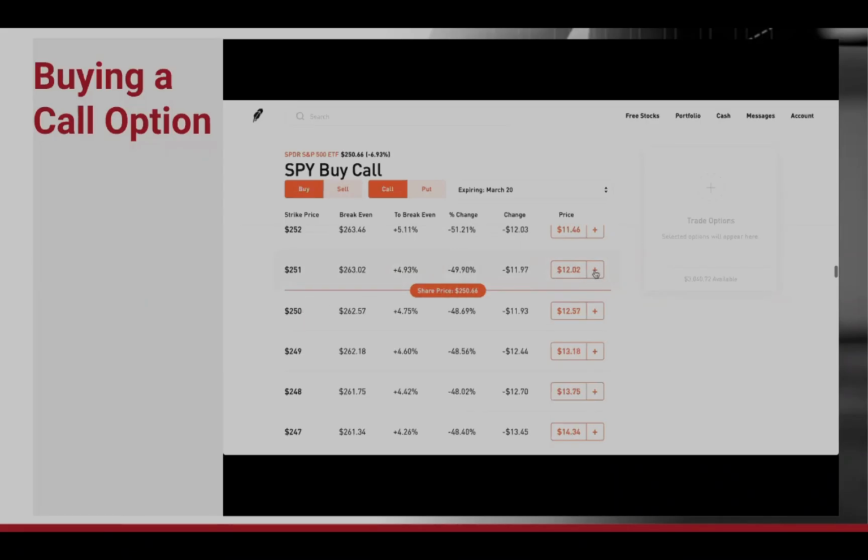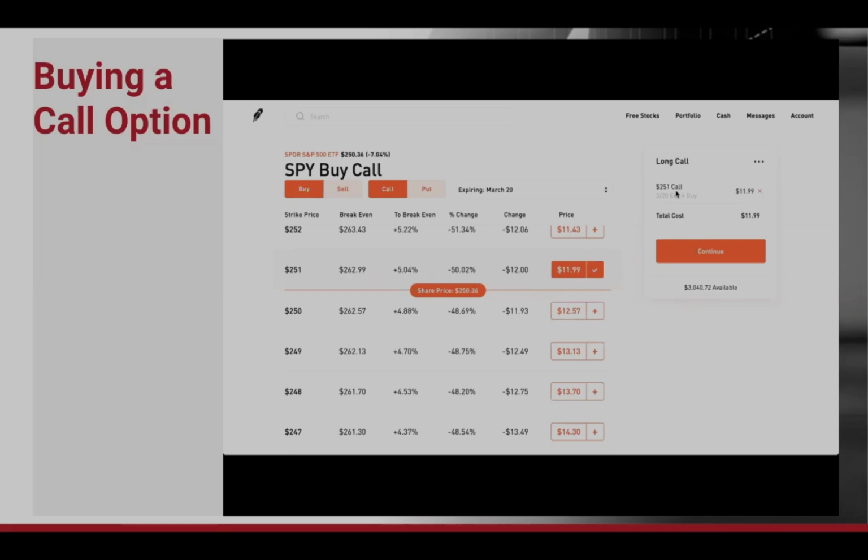Now remember, you're controlling 100 shares. To understand how much this option would cost, it's 100 times this number, so just move the decimal point over 2 places. This option would cost me $1,257. Now, options do get a little bit pricey when there's a lot of volatility.